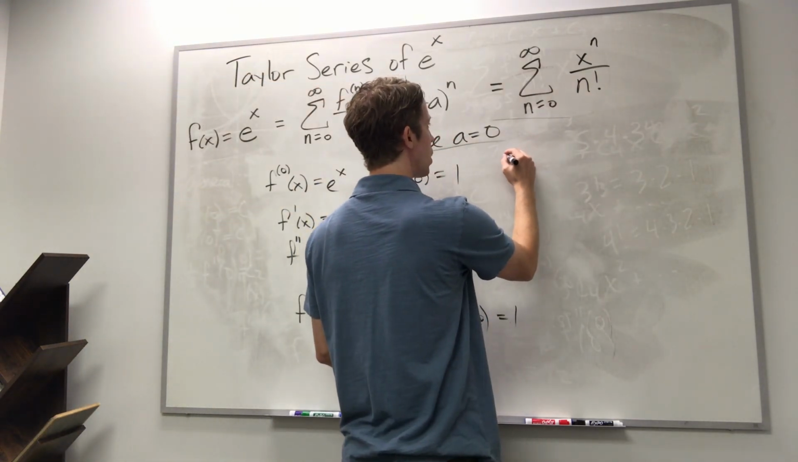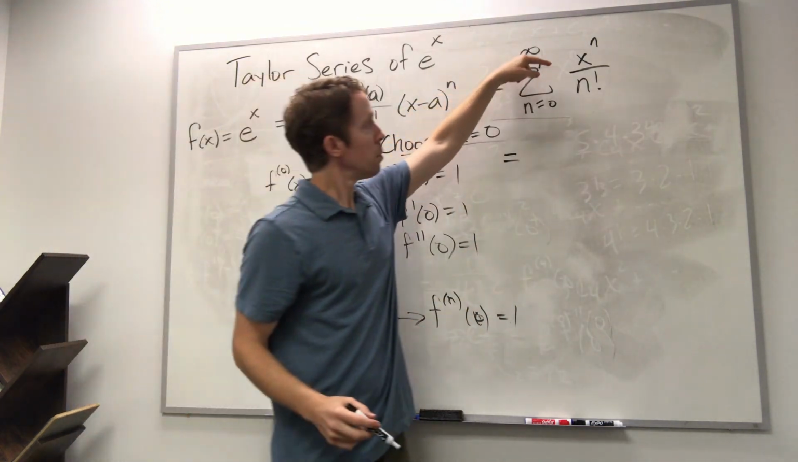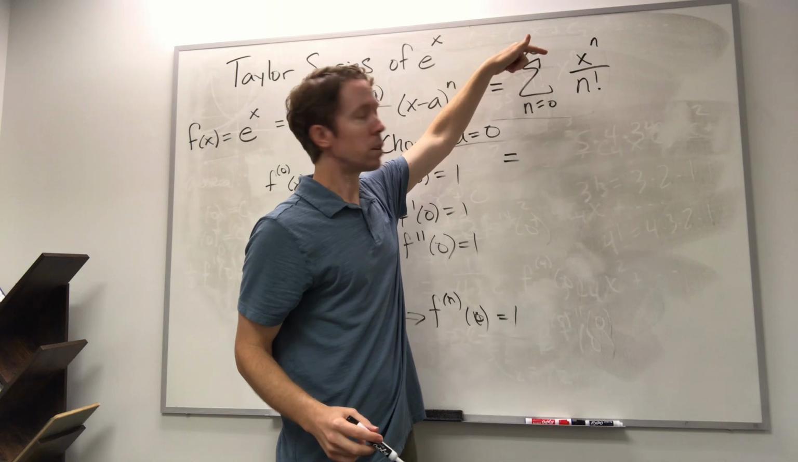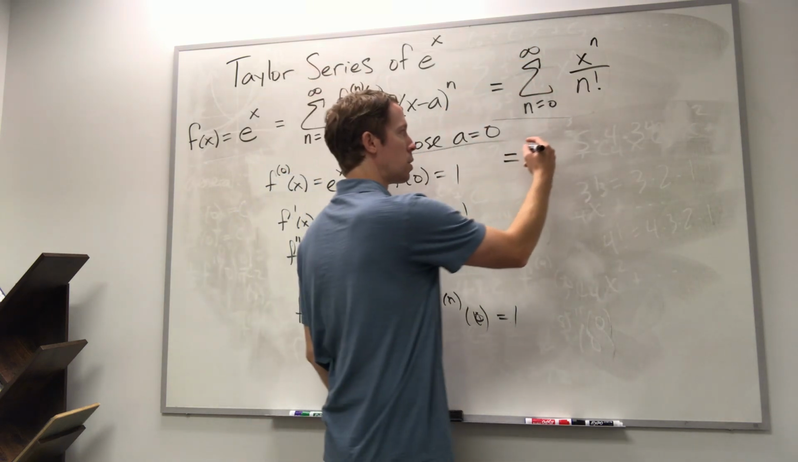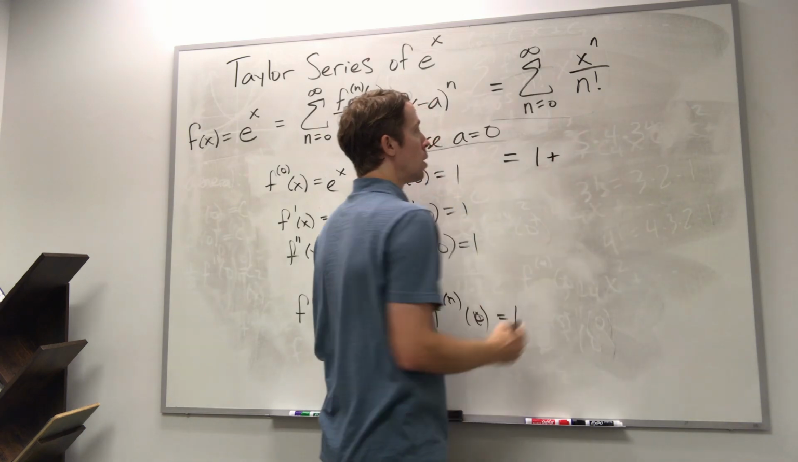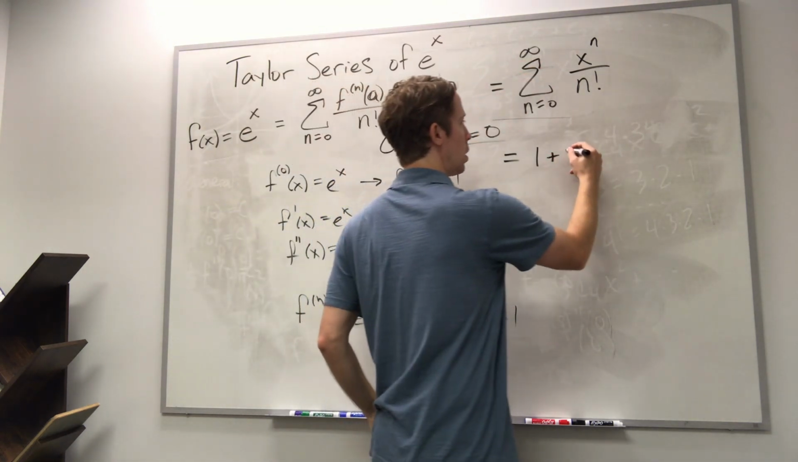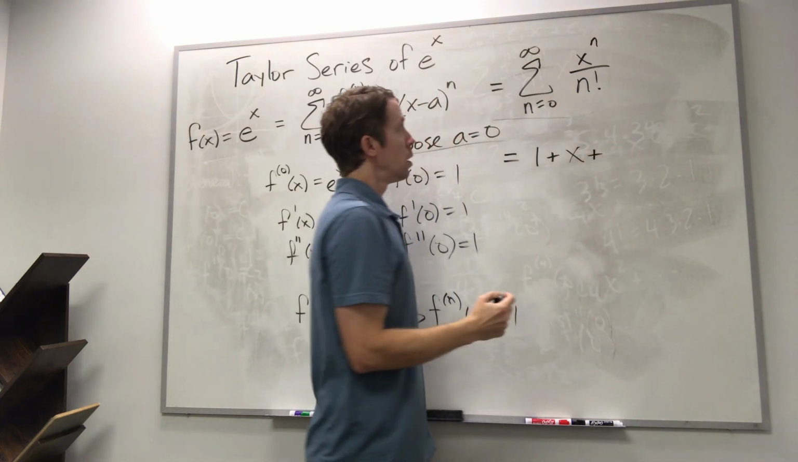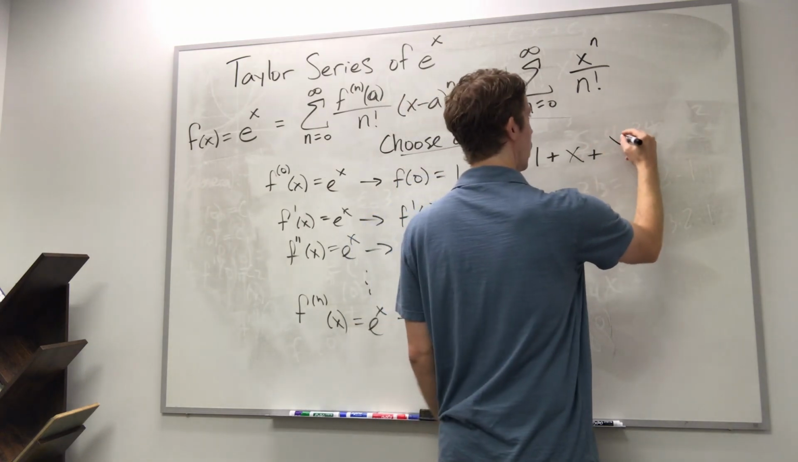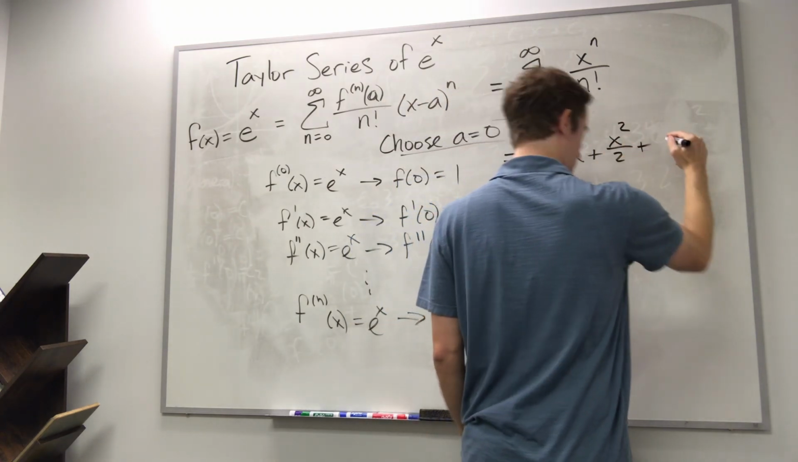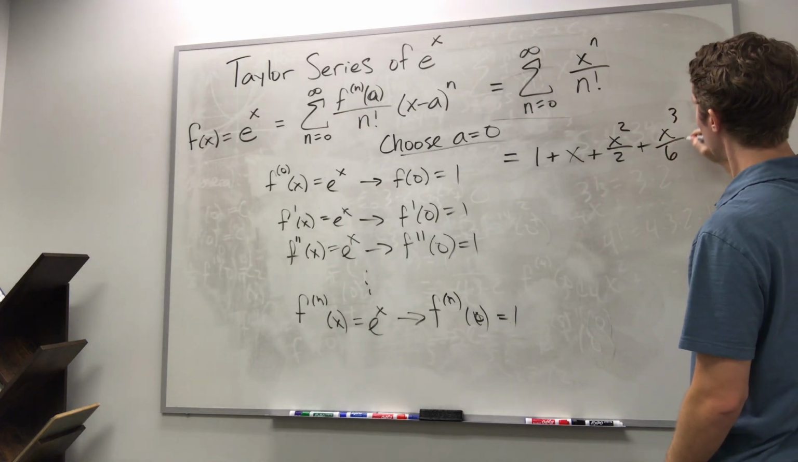Let's write out some terms for it. The first term, when you plug in n equals 0, you get x to the 0 is 1. 0 factorial is defined to be 1, so that first constant term is just 1. And then your next term for n equals 1 is x to the 1 over 1. For n equals 2, you get x squared over 2 factorial, which is 2. And then I get x cubed over 3 factorial, which is 6, and so on.